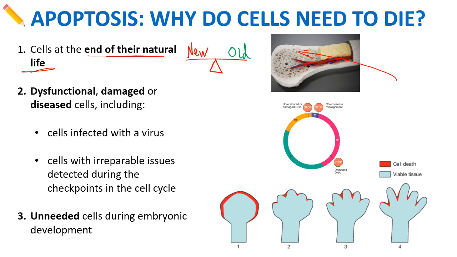The other reason you need to make cells die off is if they're dysfunctional or if they're damaged or diseased. For example, when cells get infected with a virus, often it's the best policy for the organism to kill off those cells as quickly as they can before the virus can reproduce and make more viruses and the infection gets even worse. The other reason would be if there are issues in the cell cycle. So like we learned in the last section, if there's damage to the DNA and one of the checkpoints picks up on that, sometimes they can't repair the issue, and it's better for the cell to just die and destroy itself rather than risk becoming a tumor and causing cancer.